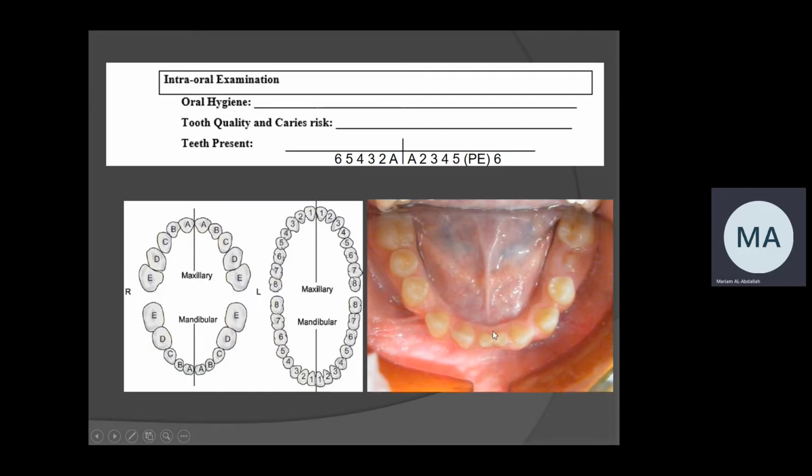So this is an example of the lower arch. We always start in the lower and we always start on the left side. So this is the left 6. This is a partially erupted 5. You can see here the charting: this is a 6, this is a 5 partially erupted, 4, 3, 2, and then we have here an A, a retained A. So we write it down. And then on the lower right, we continue. This is a retained A. This is a 2, 3, 4, 5, 6. So this is how you chart your teeth present.